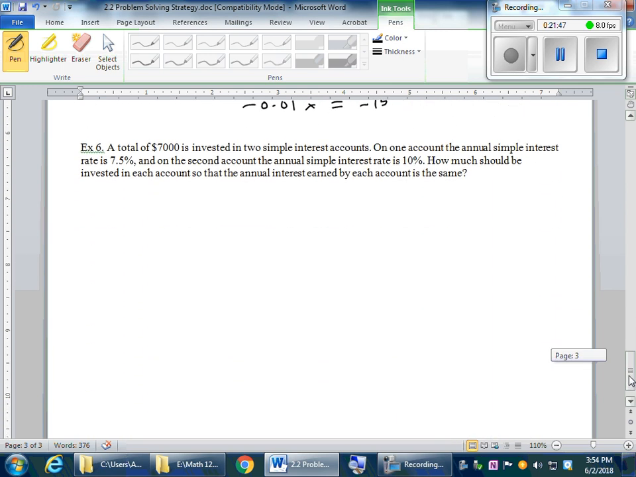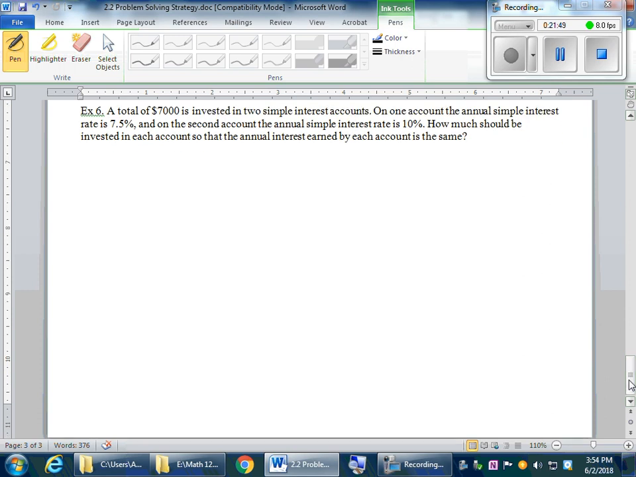Next example, number 6. A total of 7,000 is invested into two simple interest accounts. It's very similar to the last one, right? On one account, the annual simple interest rate is 7.5%. On the second account, the annual simple interest rate is 10%. How much should be invested in each account so that the annual interest earned by each account is the same?